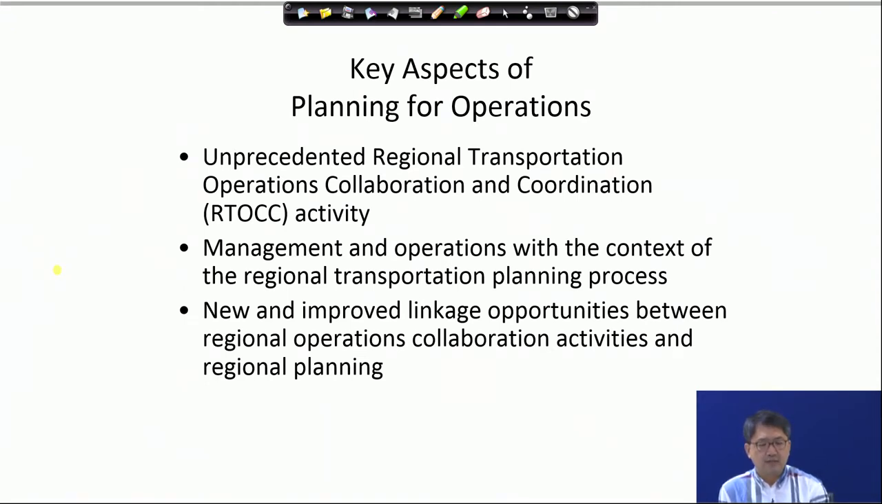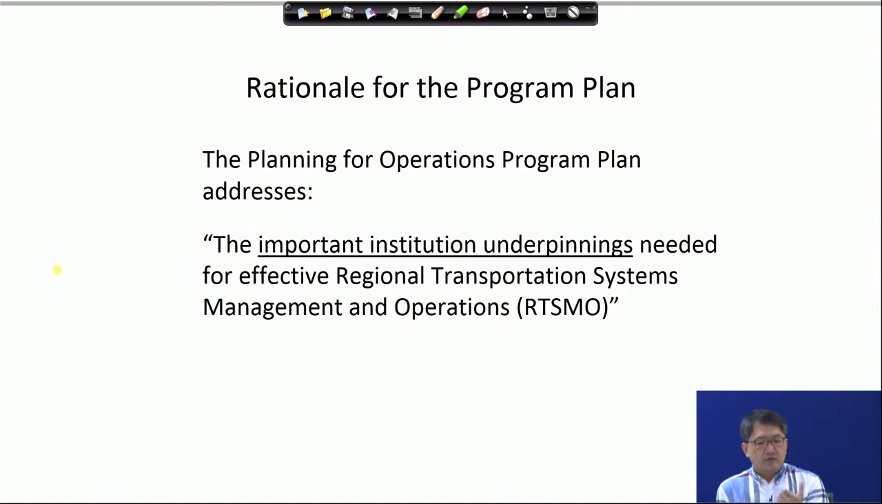A lot of the operations work is now being done through regional transportation operations collaboration and coordination activity. RTOCC is the way of doing this. And again, with these efforts, we are trying to have coordination. It tries to address the important institutional underpinnings needed for effective regional transportation systems management and operations. TSMO is now part of AASHTO. AASHTO is a non-profit organization of the officers of all 50 states, and they put the money in, trying to address planning, operation, TSMO issues, and other issues as well, for the entire 50 states. So instead of each state doing certain things, let's try to coordinate. And AASHTO is recognizing TSMO as a very important activity.